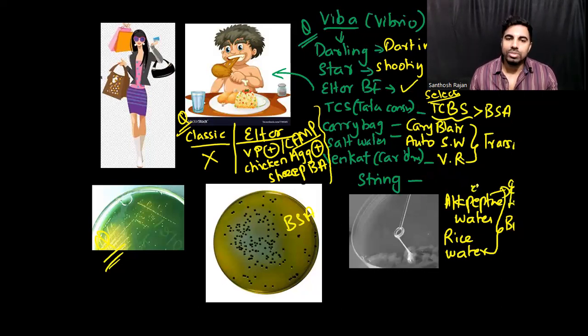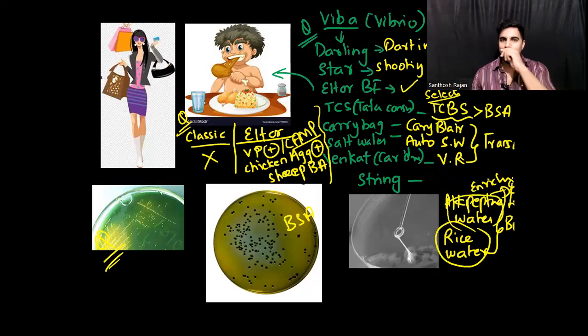I write it here: enrichment media. And rice water diarrhea, already told you. Alkaline peptone water is the enrichment media for Vibrio cholerae. This is a question. If you want to get enrichment, use alkaline peptone water. Not me, this guy Vibha is using it for a glowing face.